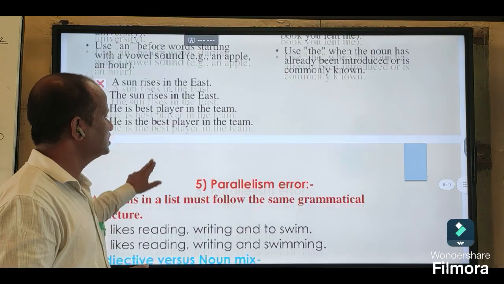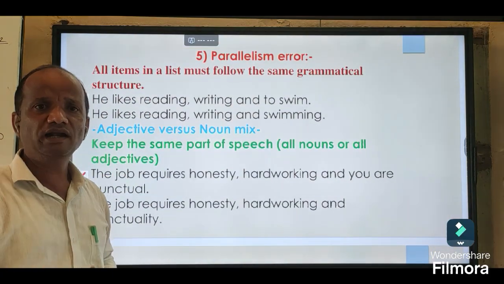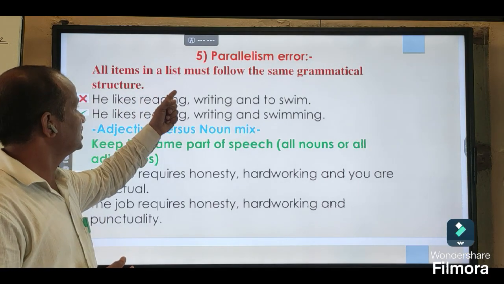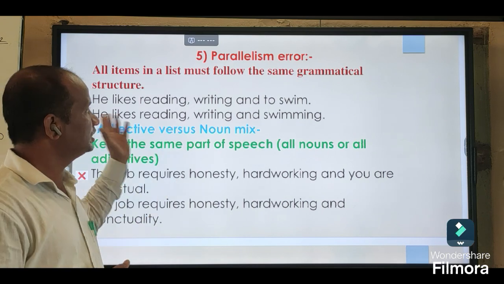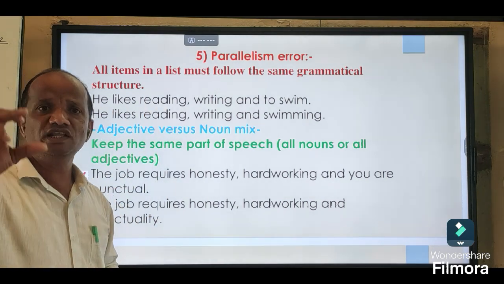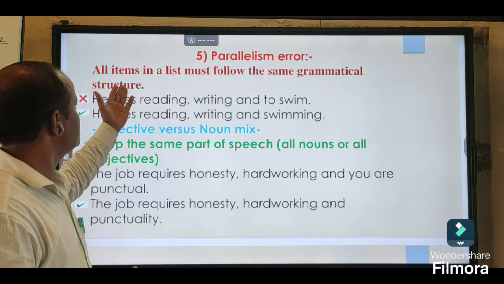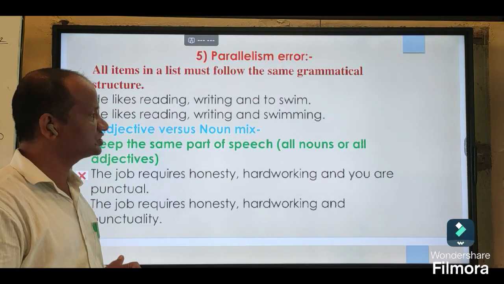Then the next error in the sentence is parallelism error. Parallelism error happens when all items in a list don't follow the same grammatical structure. It means in the given sentence, the items of the list should be in the same grammatical structure. So here we can say that all items in the list must follow the same grammatical structure.